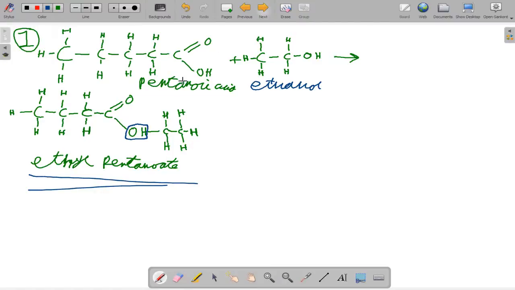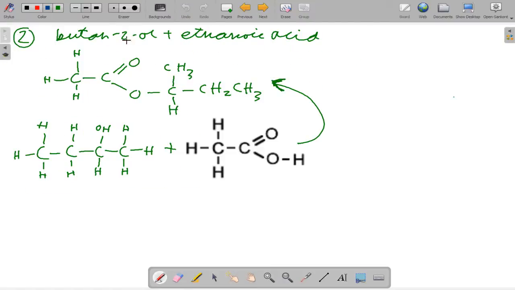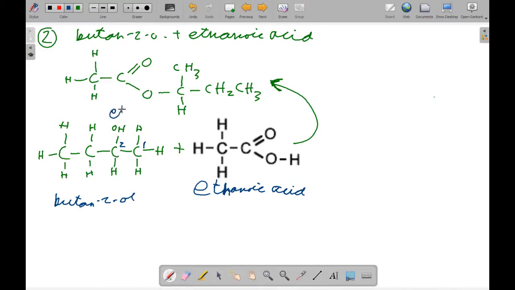So if we move on to question 2 answers now, butan-2-ol and ethanoic acid, which is this molecule here, ethanoic acid, having 2 carbons, and this is butan-2-ol, 1, 2, and the OH is on butan-2-ol, and this product is formed. So the product formed is ethyl ethanoate.